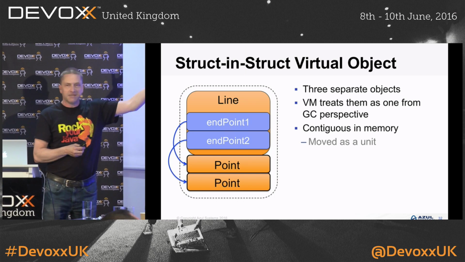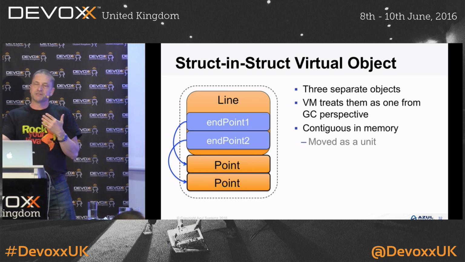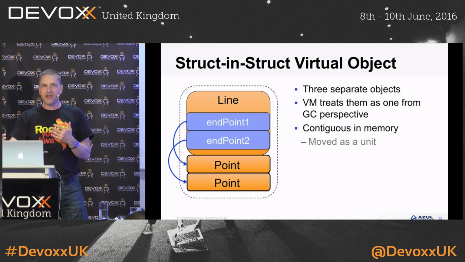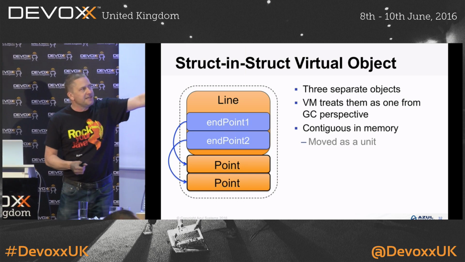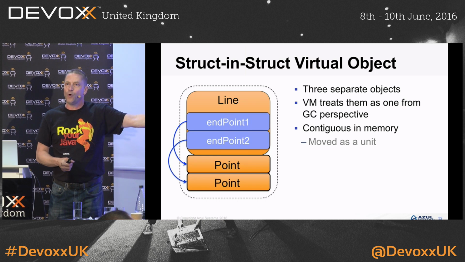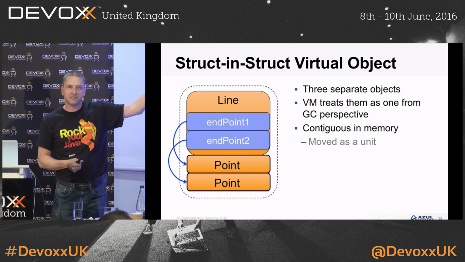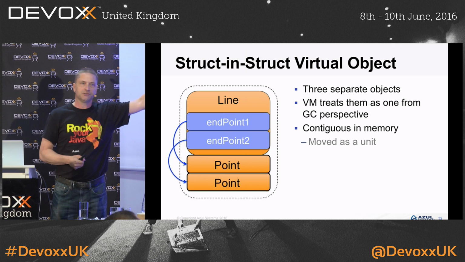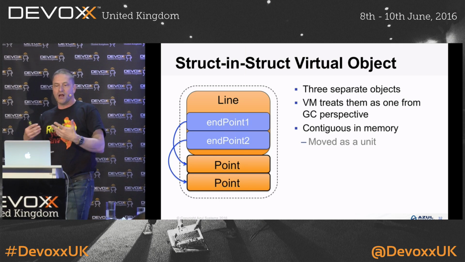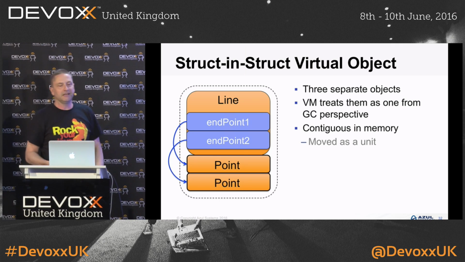We can also have it contiguous in memory, so again we get this ability to do dead reckoning, because we don't need to follow the reference from endpoint 1 to the object, because we know it's immediately after this object, so we can calculate its position and have it done directly within the JVM.